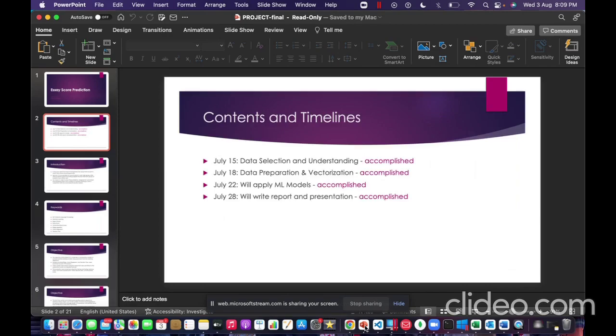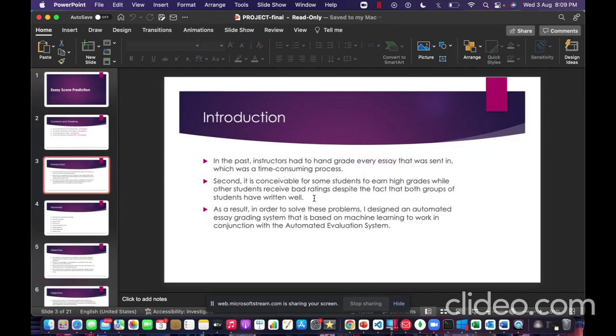Before going to the introduction, here are the contents we accomplished. These are the timelines. On July 15th, we did data selection and understanding. July 18th, data preparation and vectorization. July 22, machine learning models. July 28, reports and presentation. Today we are going to explain the ML models, and after that we are going to submit our report.